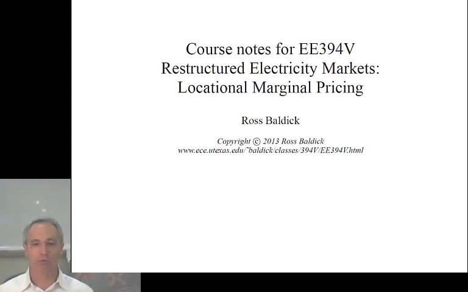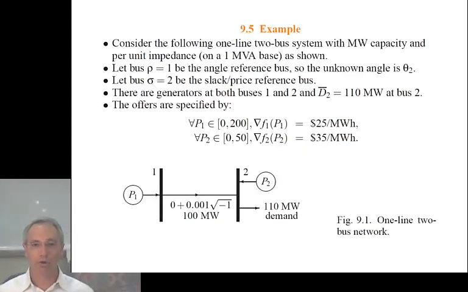In the next section of locational marginal pricing, we'll consider an example. The example has two buses, bus 1 and bus 2, joined by a single line. The line has 100 megawatts of capacity, and it has an impedance of 0 plus 0.001 square root of minus 1.